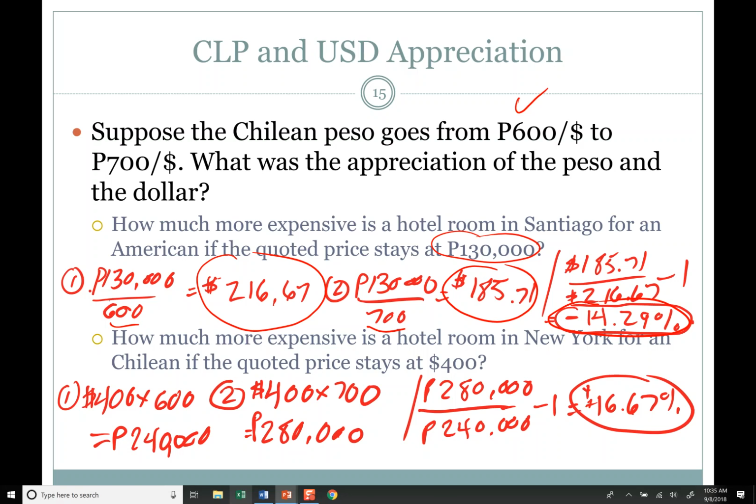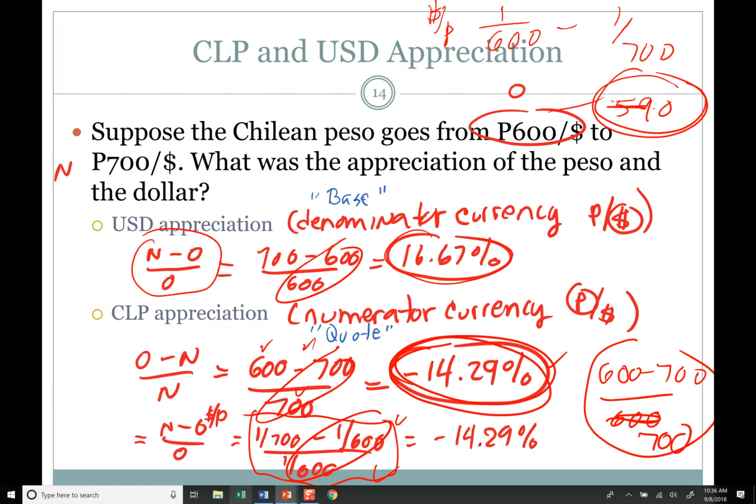Now, for a Chilean going to New York City where the hotel is $400 a night, that used to cost them 240,000 pesos when the exchange rate was 600. At the new exchange rate, it's 280,000 pesos. That means, if I just do the percent change formula, I just did a shorthand. Instead of new minus old over old, you can just take new over old minus 1. I just ran out of space. That was a 16% increase in the price of a hotel in New York for a Chilean. That's what this is telling you.